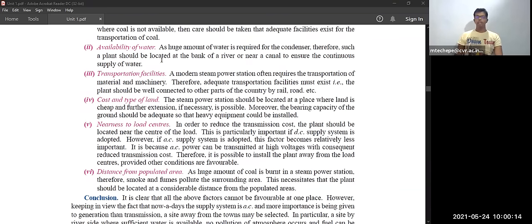Therefore, such a plant should be located at the bank of the river or near the canal to ensure a continuous supply of water. So if you see, the majority of thermal power stations might be constructed near dams or rivers. From rivers we can't expect a 24/7 water flow, but from dams we can take, from the stagnant water, because we know the availability of the water. Based on that we can take water, and we can pay for whichever amount of water.